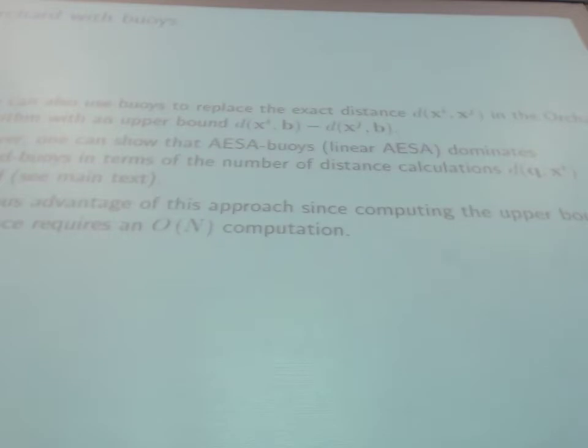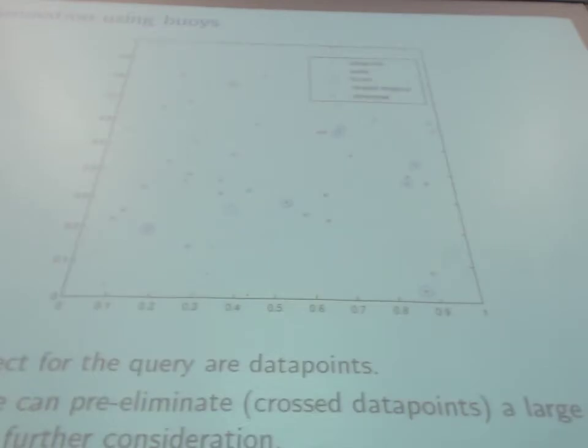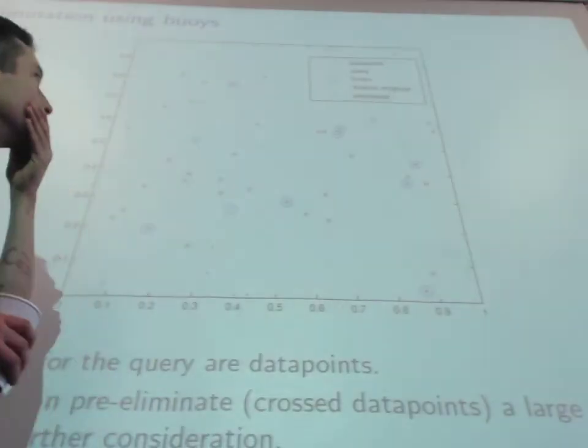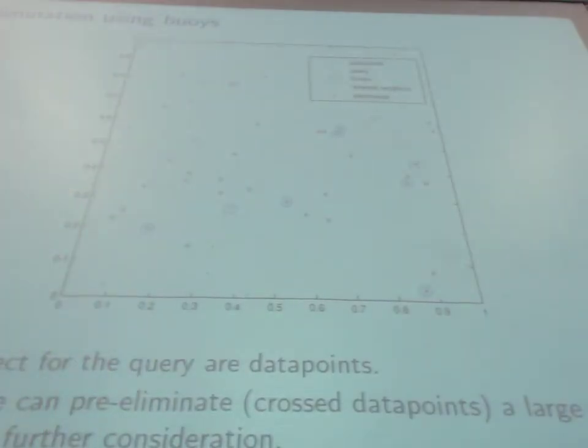So here's an example. This is with some pre-elimination, as I call it. The dots, you can't see them very well, but these are data points.